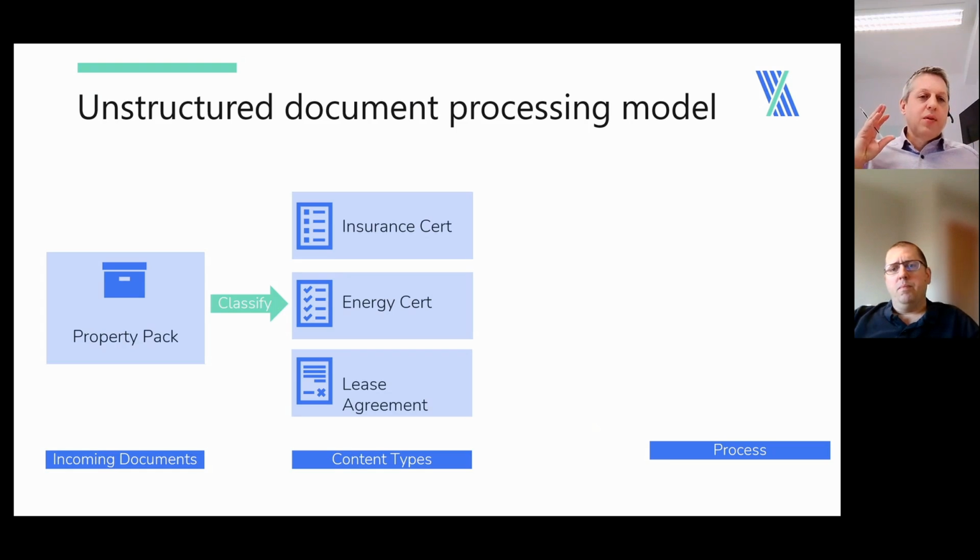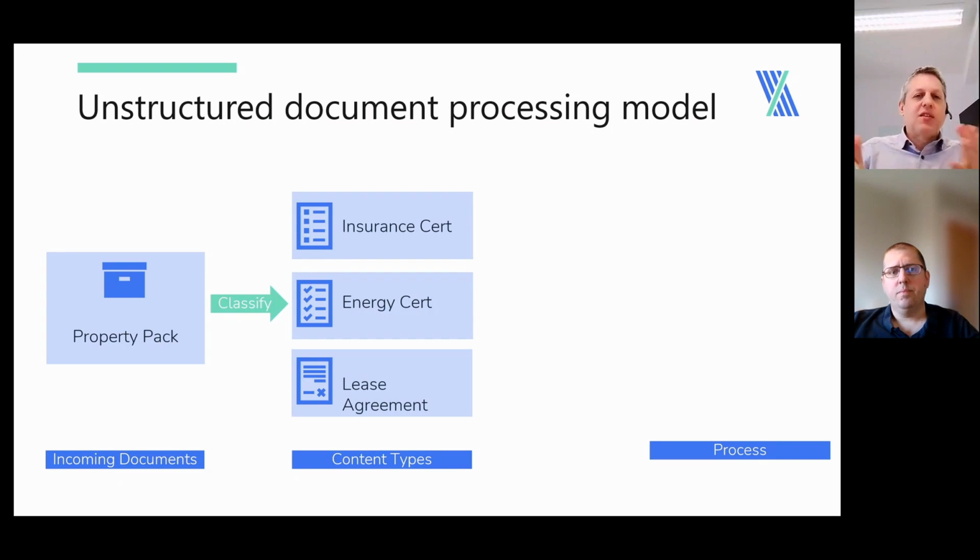Okay, so in this example, we've got what I call a property pack, and it has some standard documents in it, which is an insurance certificate, an energy certificate, a lease agreement. And so what the AI can do, Ben, is, and what I'm hearing is it can identify what kind of content that is.